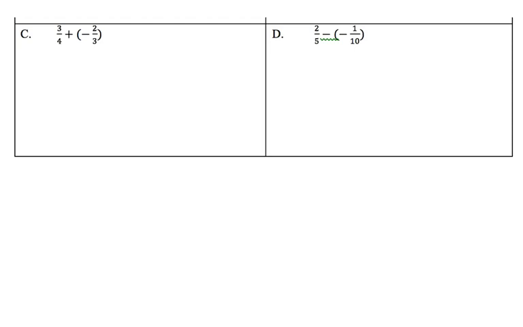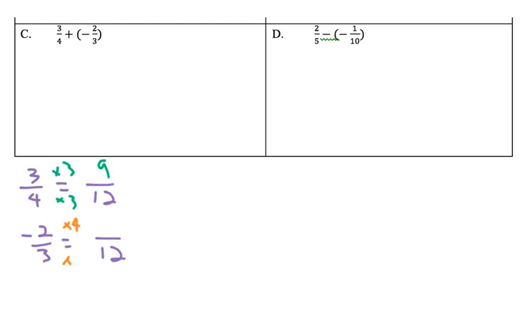So I'm just going to start by rewriting 3/4 as 12ths, and also negative 2/3, so it's out of 12ths. And for 3/4 I can multiply by 3/3, which would give me 9/12. And for negative 2/3 I can multiply by 4/4, which would give me negative 8/12. And so now the problem becomes 9/12 plus negative 8/12.